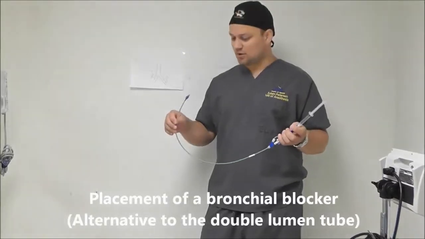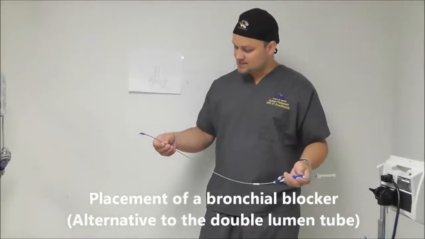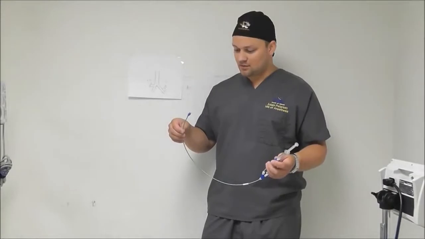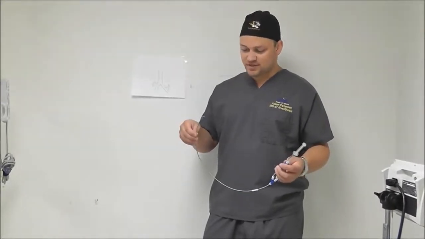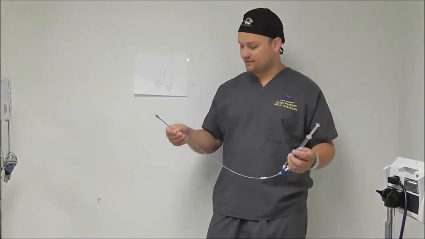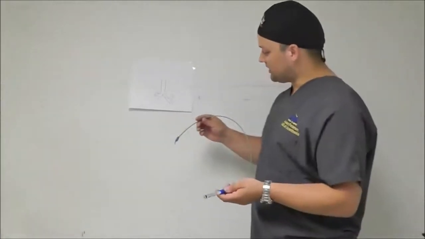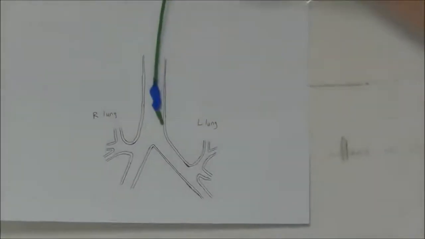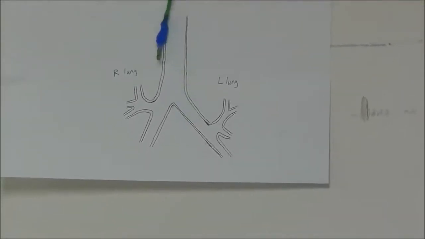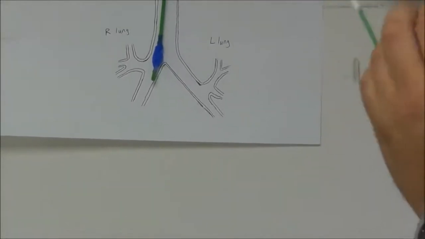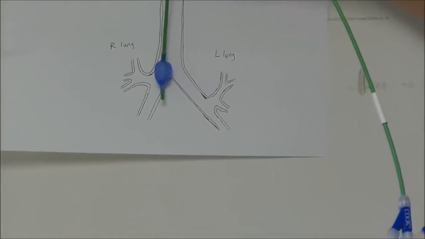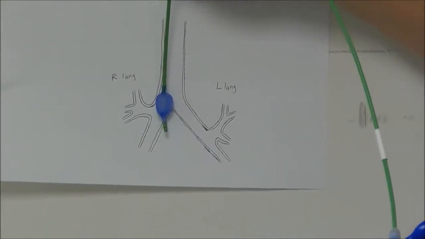This is a bronchial blocker. You can use this as an alternative to a double lumen tube for isolating a lung. It's basically a tube exchanger that's hollow and with a cuff at the end. And using a regular endotracheal tube, you can pass this bronchial blocker down into either the left or the right lung. And once you're in your correct placement, you just simply inflate the balloon to isolate the lung.